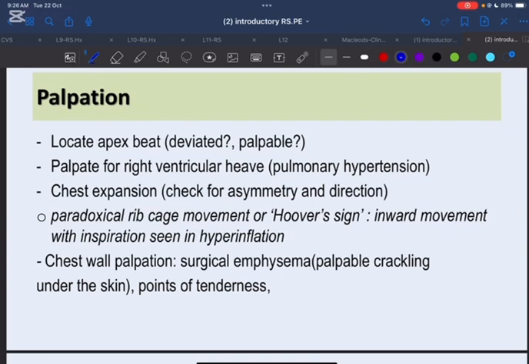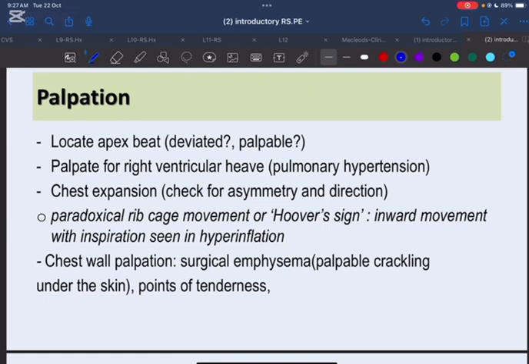Paradoxical rib cage movement, Hoover's sign, which is basically inward movement in inspiration, due to hyperinflation. Why? Due to the hyperinflation, the diaphragm, as we said, is flattened. And it should not be flattened, it should be dome shaped. So what will happen when it contracts? It will pull the ribs inward instead of outward, as we said at the beginning about the normal. Okay, this is due to chronic hyperinflation, either childhood asthma or emphysema.